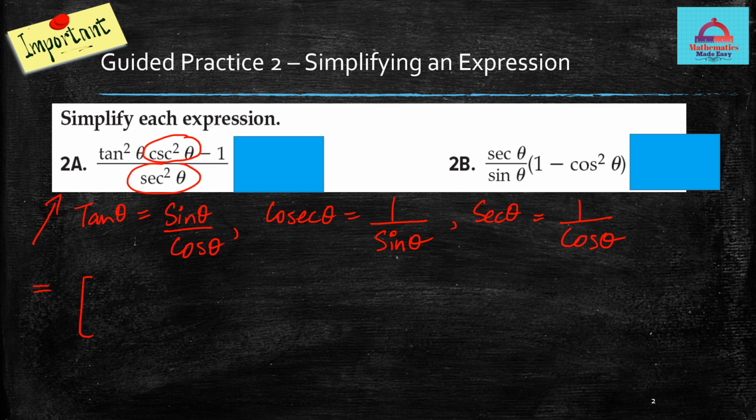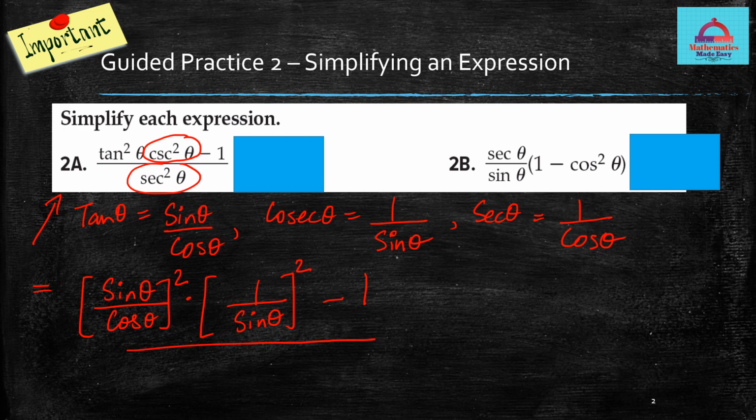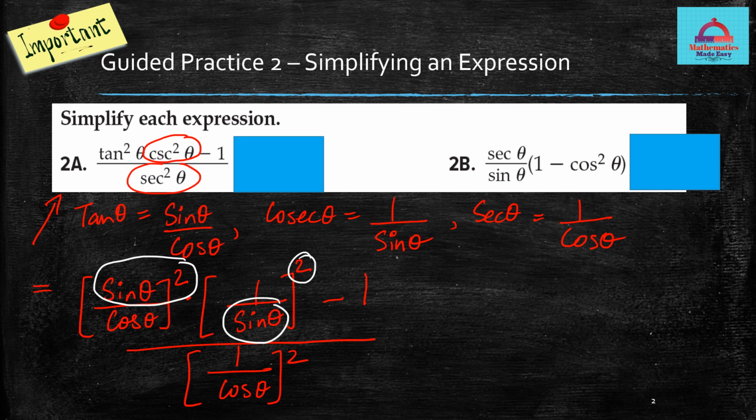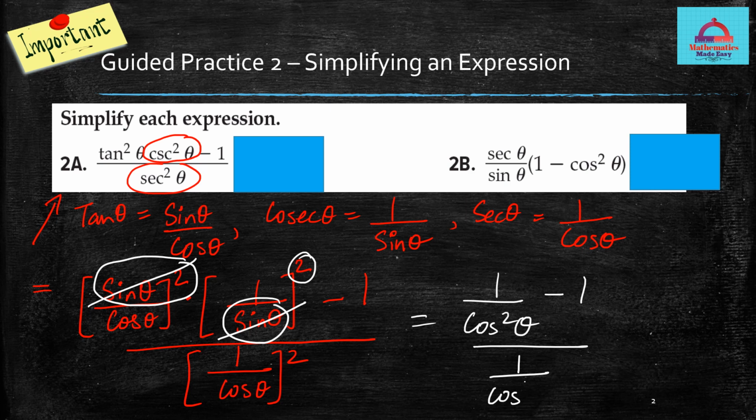Let's see. So in place of tan square, I get sine over cos theta, and there is whole square, don't forget. And I'm multiplying this with 1 over sine theta whole square, minus 1 as it is, and in the denominator I have 1 over cos theta whole square. Now before I proceed, I would like to simplify this, and if you see sine theta whole square is in the numerator here and sine theta whole square is in the denominator, so it will cancel. Let me make it easy. So I'm just left with 1 over cos square theta minus 1, over, in the denominator, 1 over cos square theta.